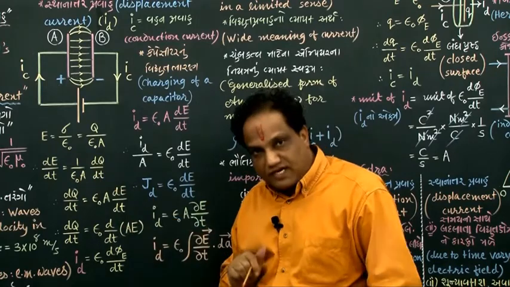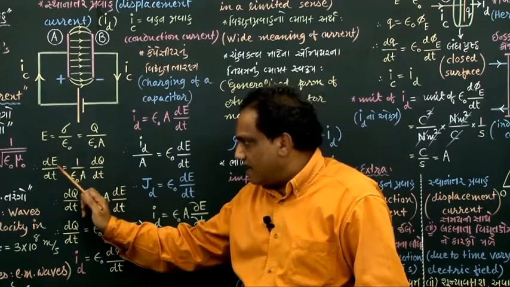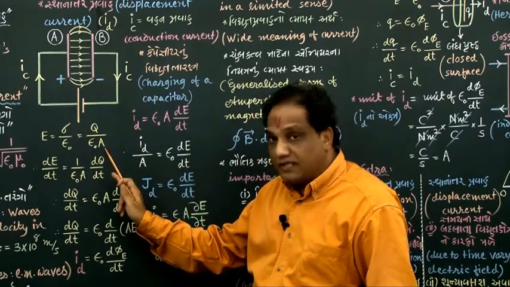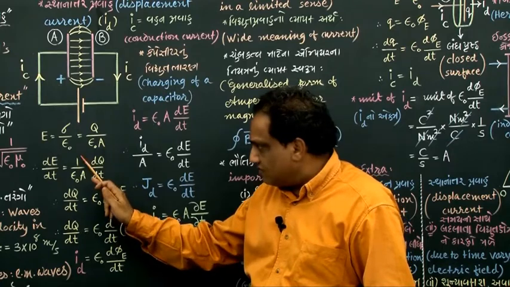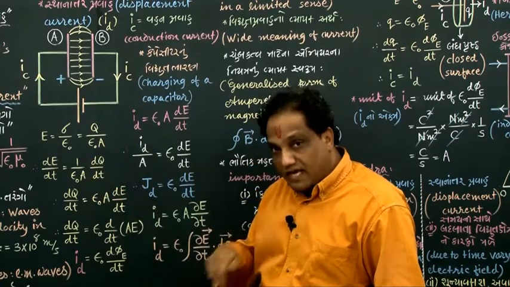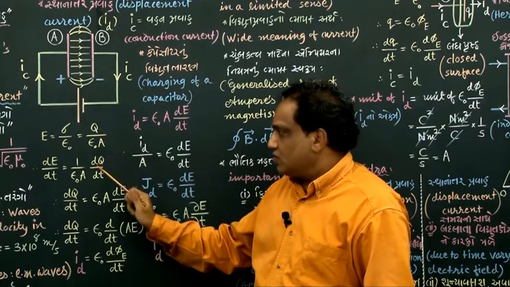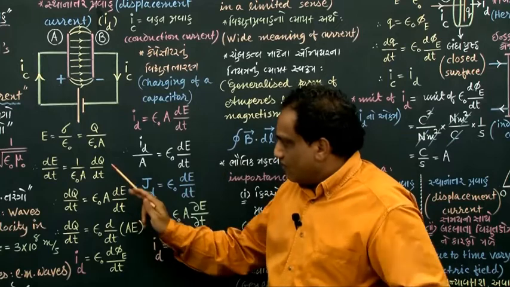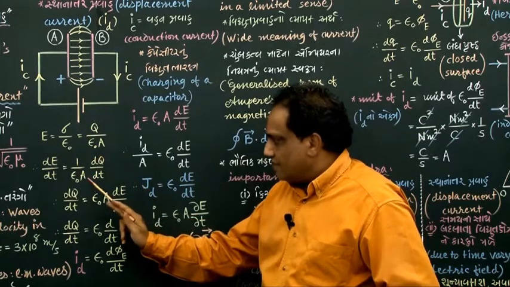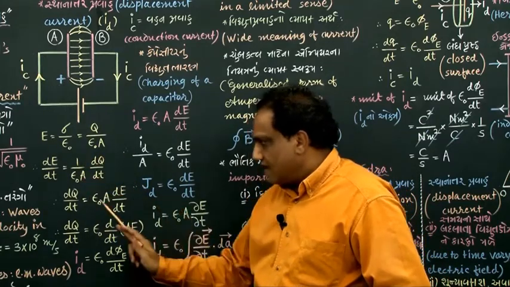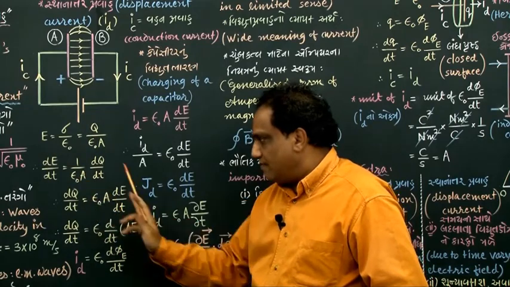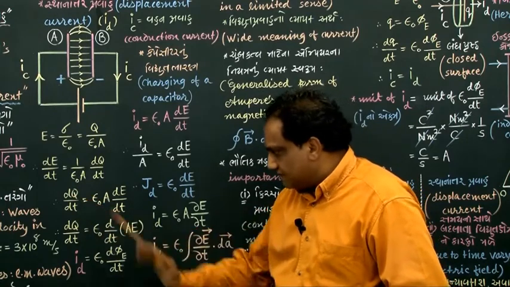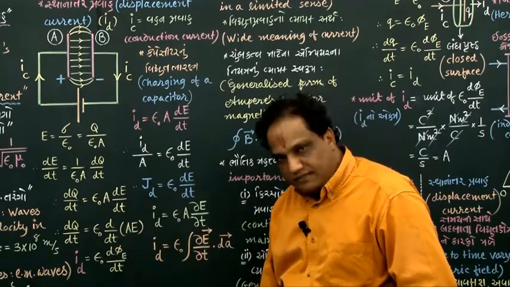Just take it on both sides. So here it will be dE by dt. Here 1 upon epsilon 0 A is constant, so it is taken out, and then take d by dt of Q. So it would become dq by dt. Now find dq by dt. Epsilon 0 A you can transfer here: epsilon 0 A into dE by dt. Now this part as it is, epsilon 0 as it is.